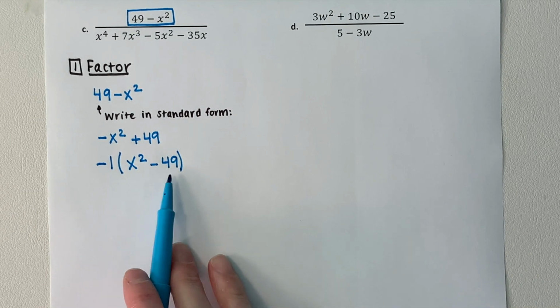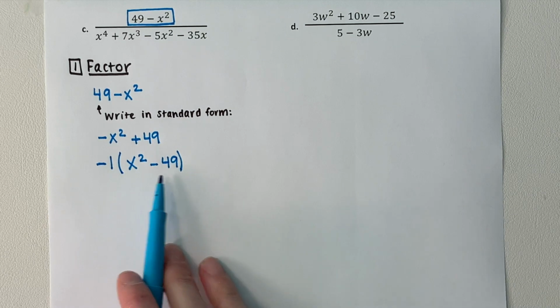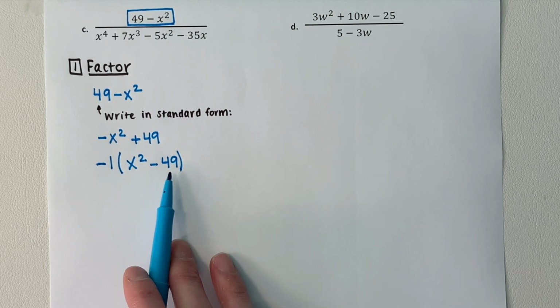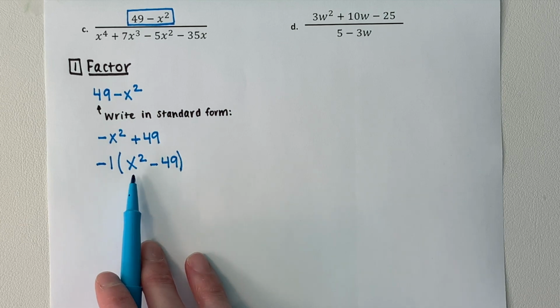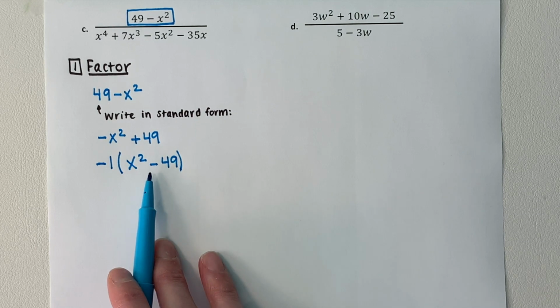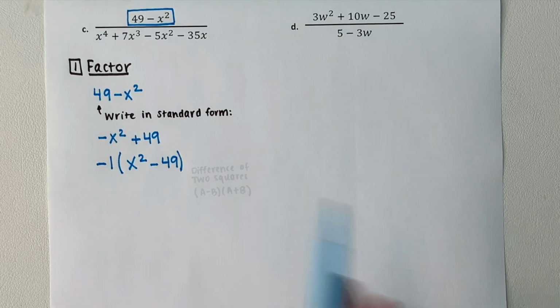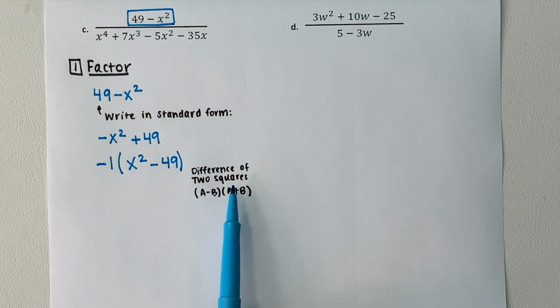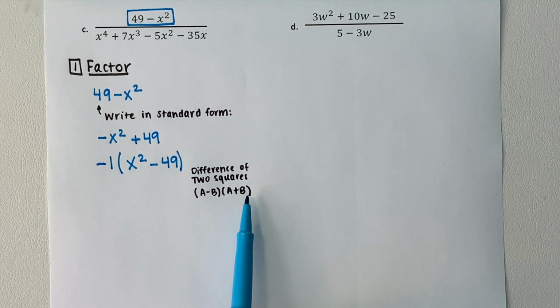Now we're going to focus on factoring this binomial. If we examine this binomial, notice that we have two perfect squares. X squared is a perfect square and 49 is a perfect square, and we have a subtraction sign in the middle. When that's the case, we use the difference of two squares formula, which is a minus b times a plus b.